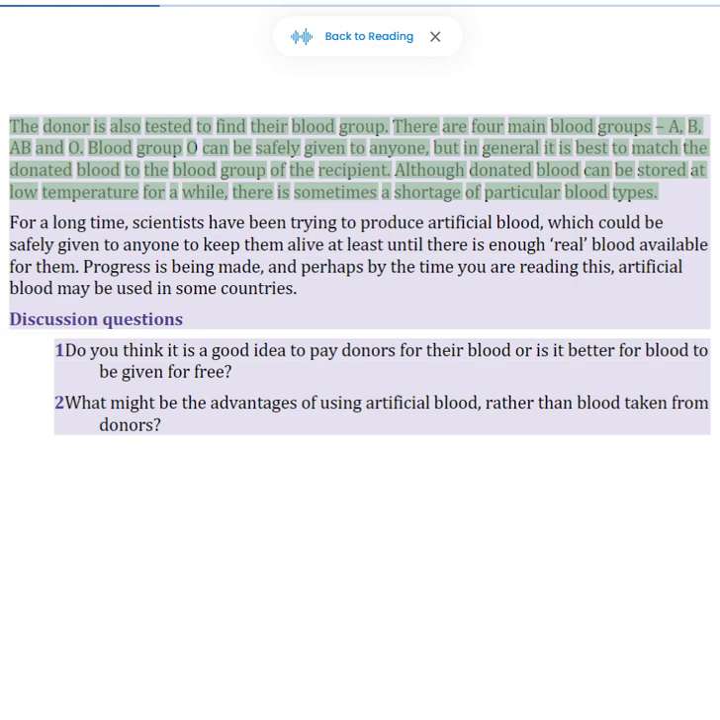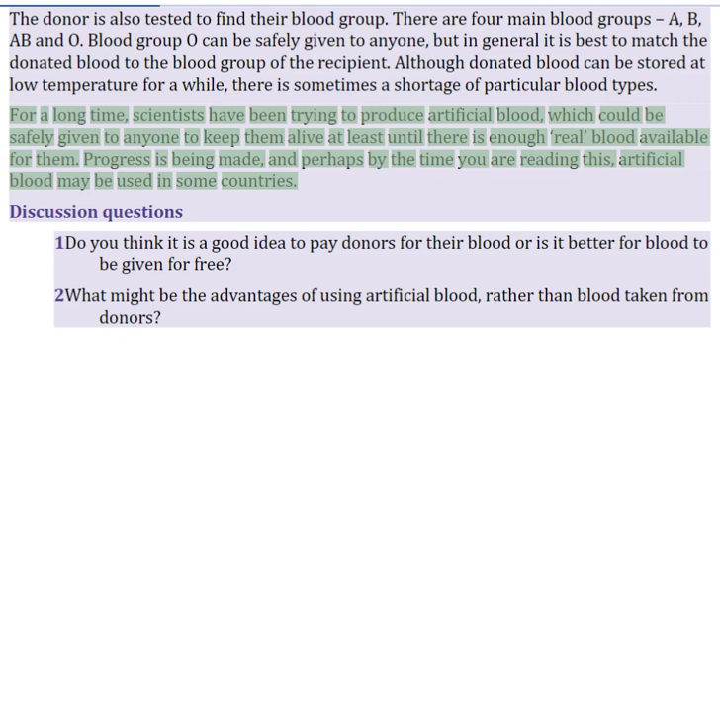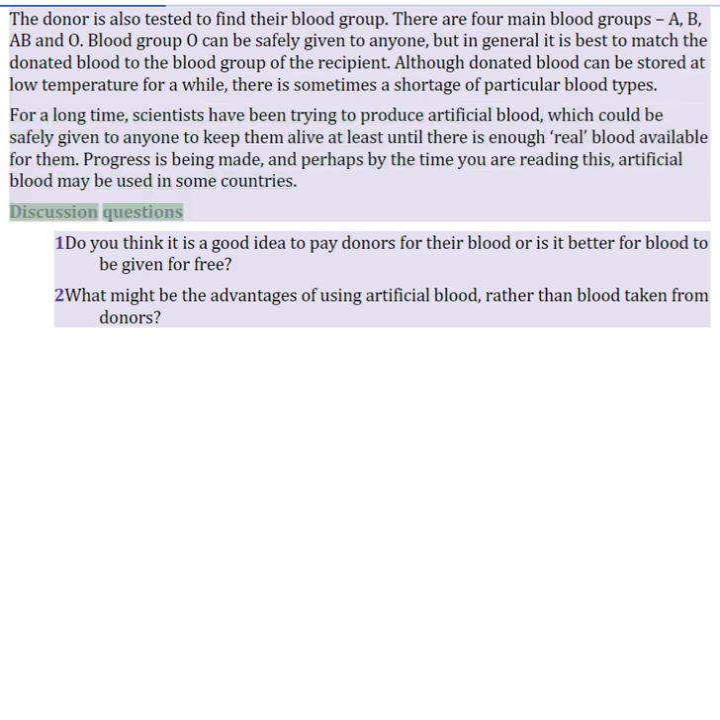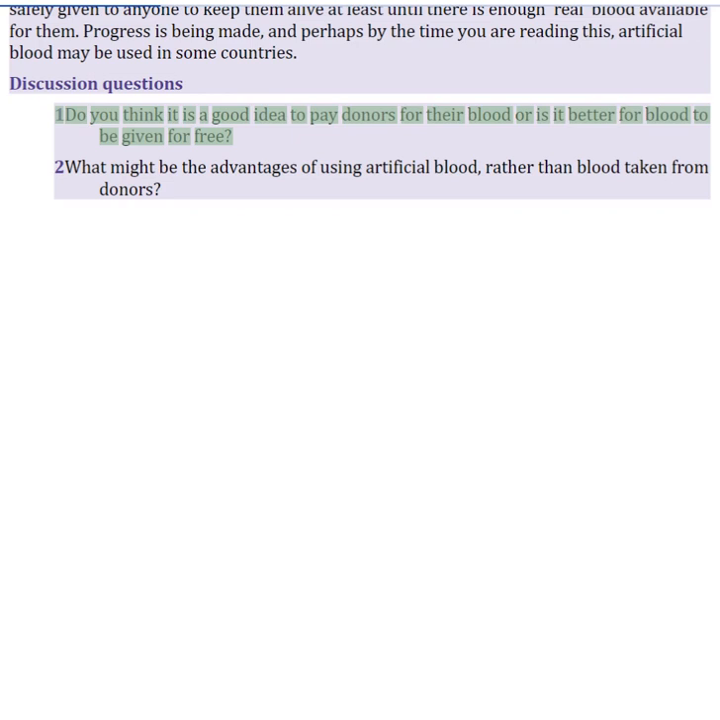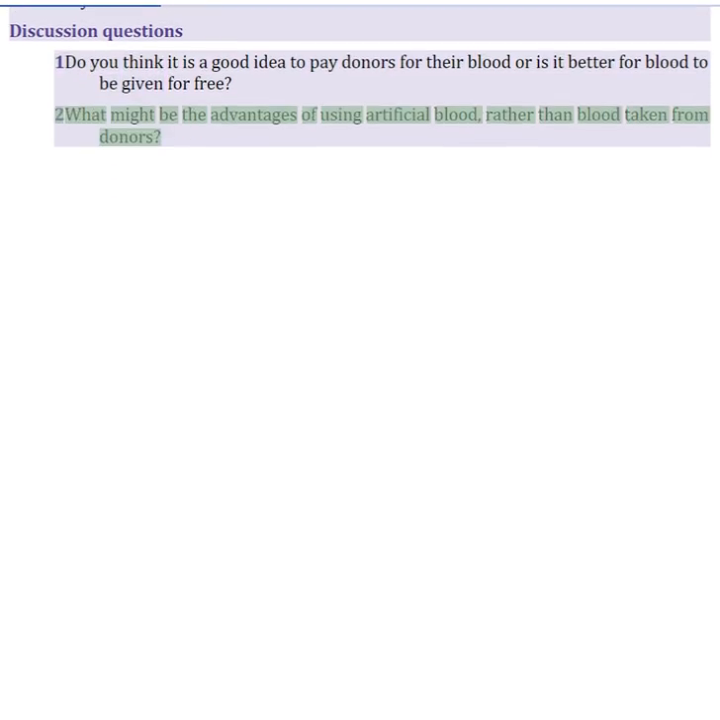Although donated blood can be stored at low temperature for a while, there is sometimes a shortage of particular blood types. For a long time, scientists have been trying to produce artificial blood, which could be safely given to anyone to keep them alive at least until there is enough real blood available for them. Progress is being made, and perhaps by the time you are reading this, artificial blood may be used in some countries. Discussion questions. 1. Do you think it is a good idea to pay donors for their blood, or is it better for blood to be given for free? 2. What might be the advantages of using artificial blood rather than blood taken from donors?